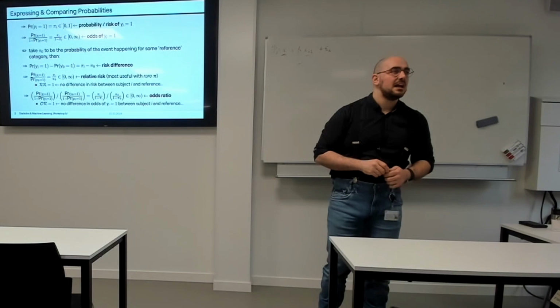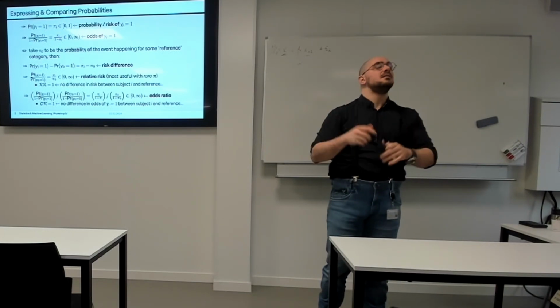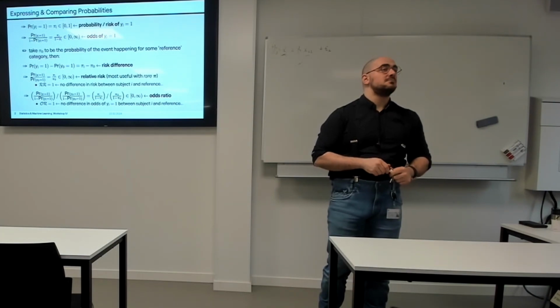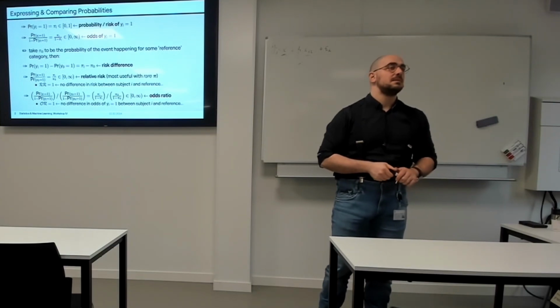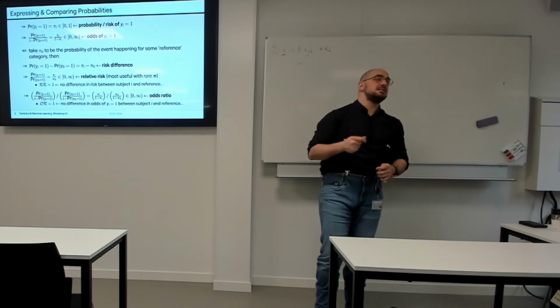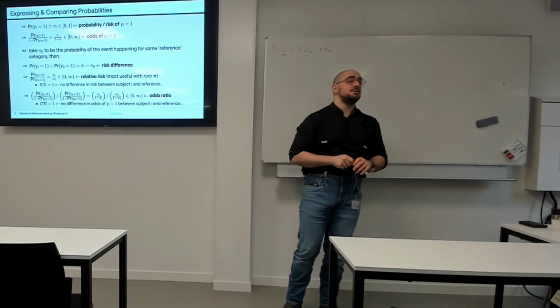You said risk difference is risk for an individual minus the what? The reference risk. So some reference, that could be the average person in the Netherlands, for example. Okay. And then relative risk is your risk divided by that same reference.